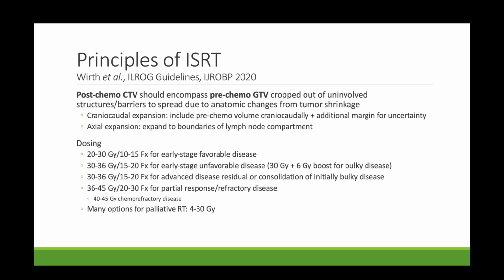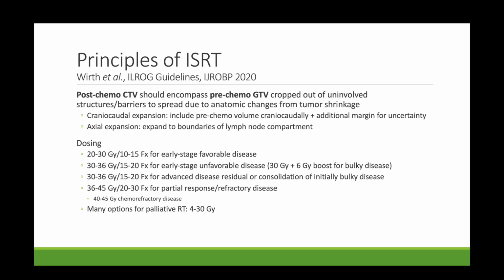So for example, if you had a huge mediastinal lymphoma and you received upfront ABVD and the lymphoma shrank, if you just fused your pre-chemo PET scan and drew that tumor, there would be a significant portion of it going into the lung. But there's really a membrane there, right? The pleura are there. And so you're not going to have actual tumor inside of the lung. And so our post-chemo CTV can be cropped out of that, and we can account for the anatomical changes that have taken place since the tumor shrunk from that upfront chemotherapy.